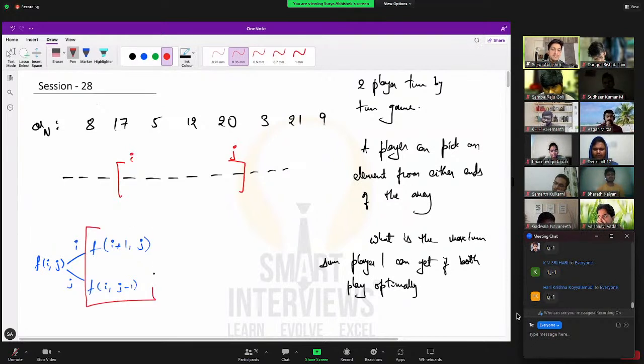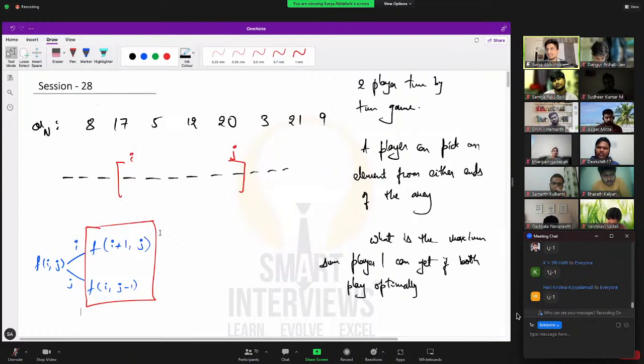Why do we write this step? Why do we write the remaining subproblem step? To understand: if you pick I, what is the best you can get from the remaining subproblem? Or if you pick J, what is the best you can get from the remaining subproblem? Right? That's what we did all these days.